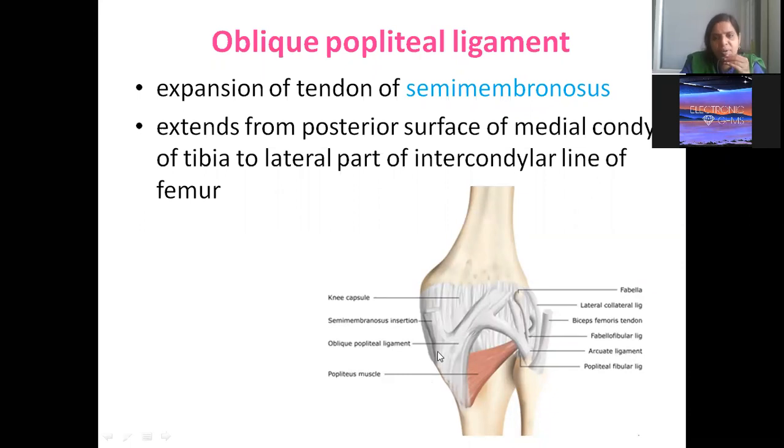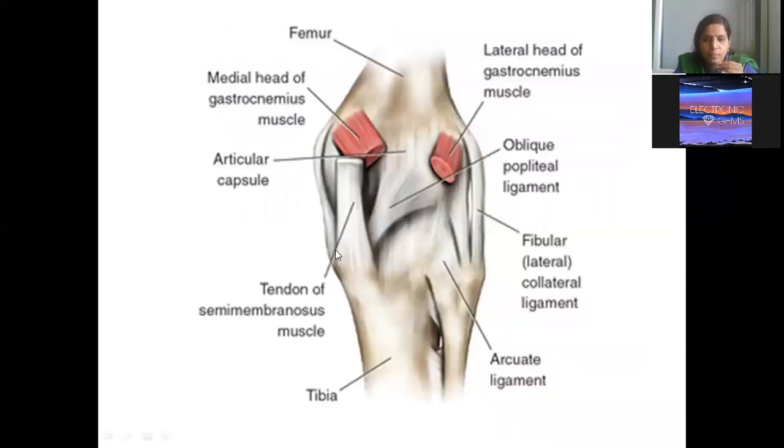It is extending from the posterior surface of the medial condyle of the tibia to the lateral part of the intercondylar line of the femur. Intercondylar line means between the two condyles. You can see this is the medial condyle and this is the lateral condyle. Whatever area is there between the two condyles, that is the intercondylar area. This is the posterior surface of the medial condyle of the tibia, where you see the insertion of semimembranosus. Its tendon is fanning out in the form of the letter Y, forming the oblique popliteal ligament. What is described here.